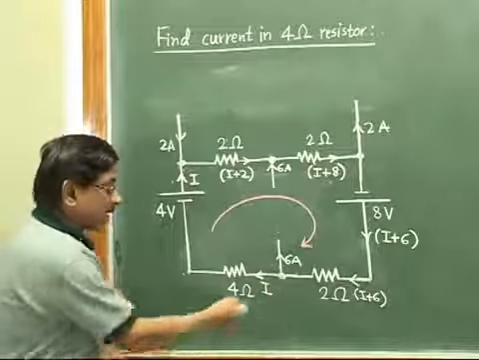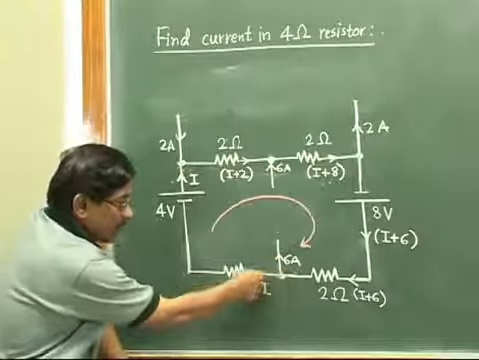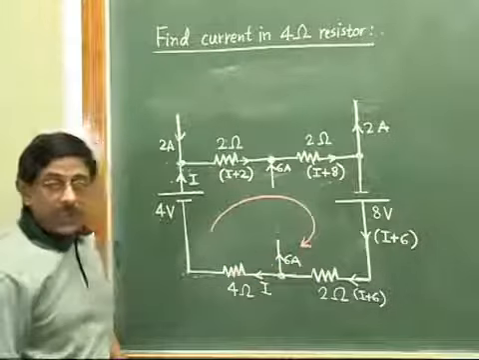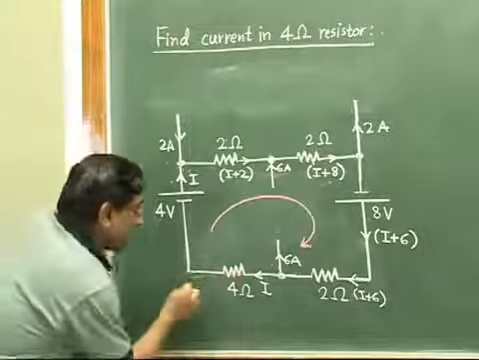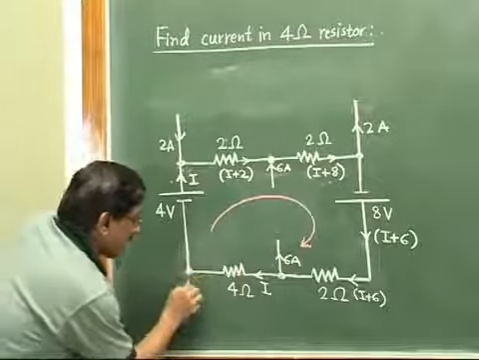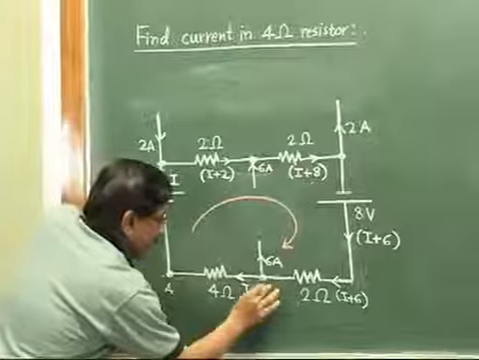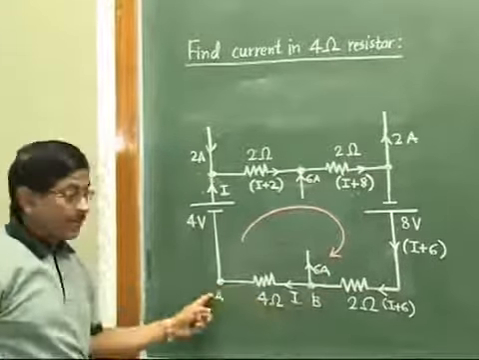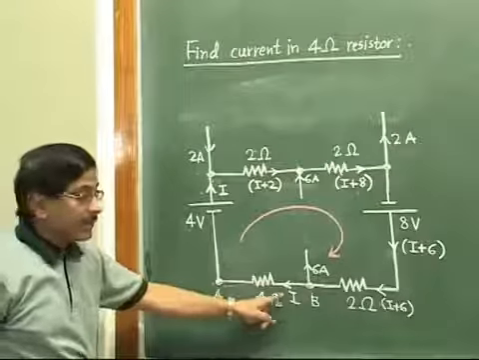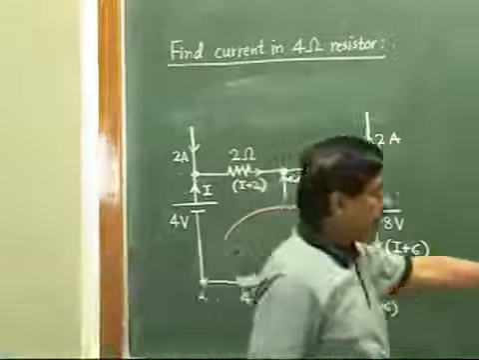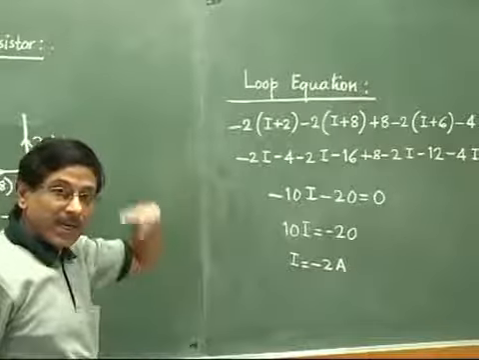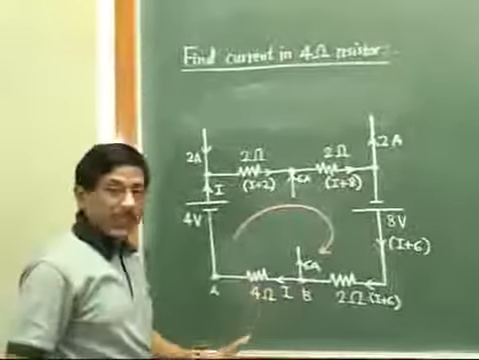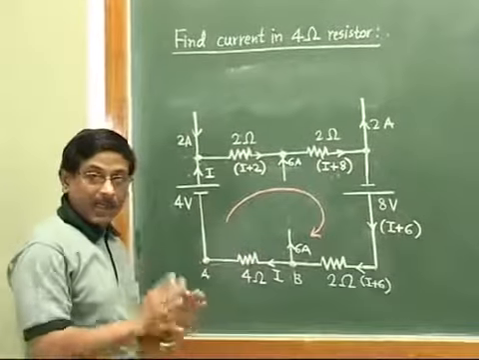Minus sign indicates that the current must not be from this end to this end, but it must be from left to right in the final circuit. So if you identify the points, say A and B, then you will find that in our distribution it was from B to A and the value was I. We calculated the value of I as minus 2. Since the answer is coming negative, that means the actual current must be from A to B. That is the only significance of the sign. Otherwise the magnitude is 2 ampere.